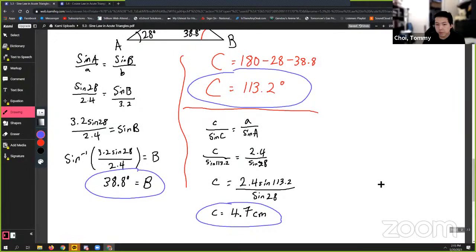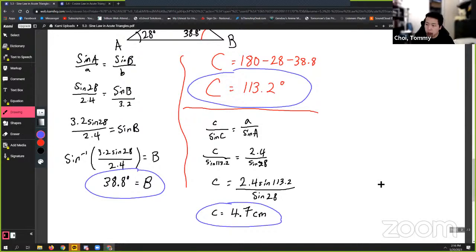Any questions about this sine law? Yes, I will post more practice problems and stuff like that. You can also use your textbook to solve the questions there, as I've written in the homework at the top of these lesson sheets.